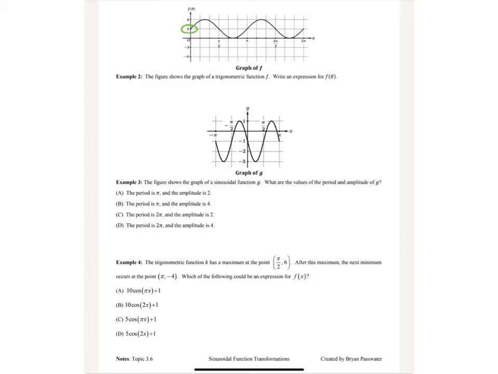Okay. What's the midline here? Okay, y equals 3. So D is 3. Amplitude, distance from midline to maximum, or from midline to minimum, is 3. Okay, what's the period here?